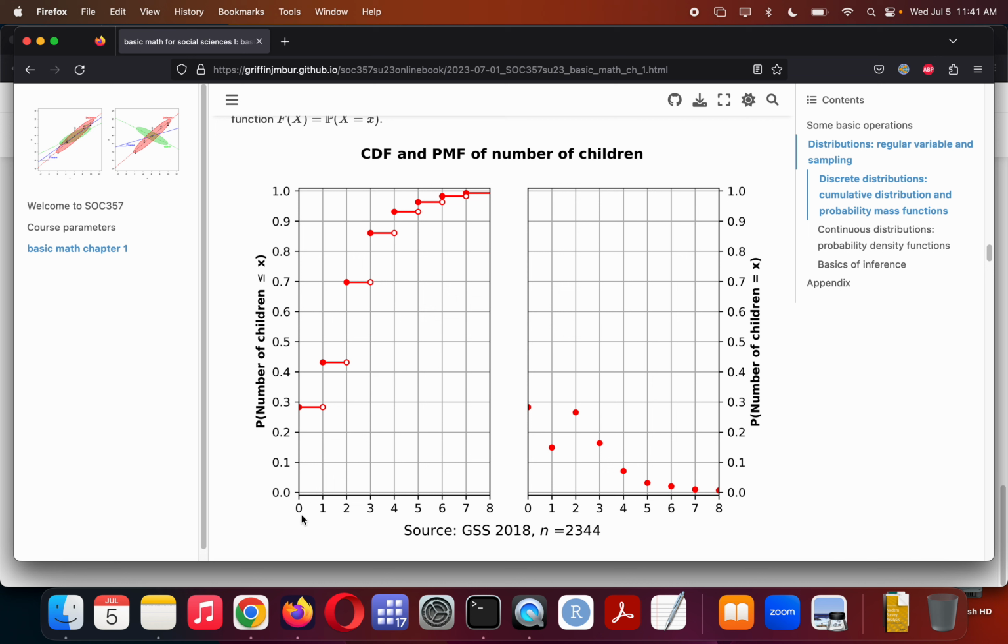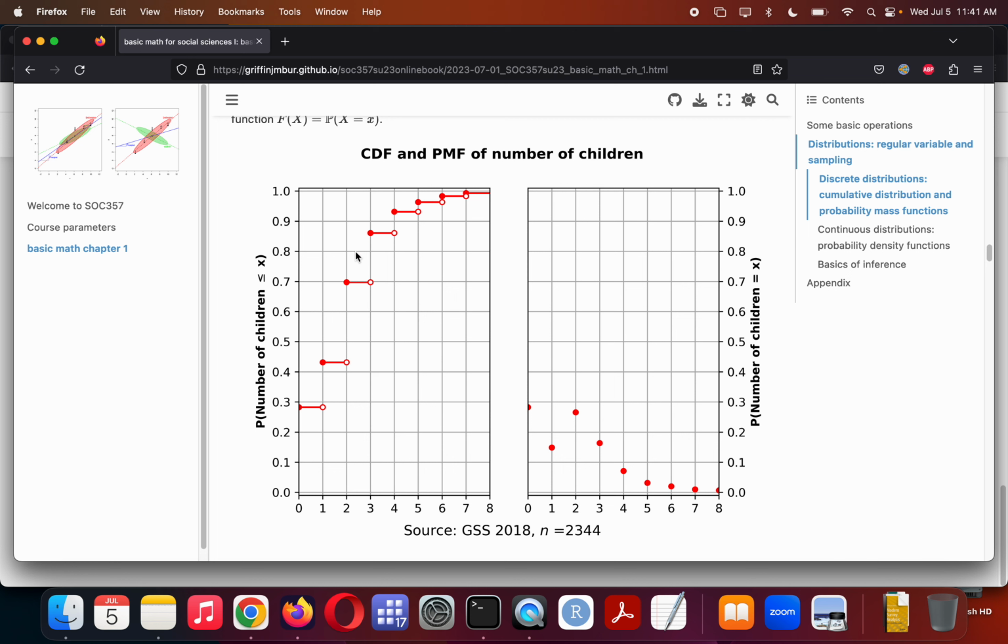We see, first of all, that the percent of people that had 0 children on the 2018 GSS was about 0.28 or something like that, or 28%. For people that had 1 or 0 children, it was about 0.43 or 0.44, something like that. For people with 2 or fewer children, it was about 70%. People that had 3 or fewer children, about 85%. People that had 4 or fewer children, about 92%, and so on.